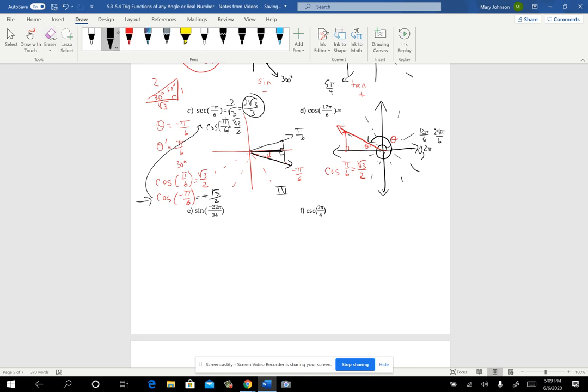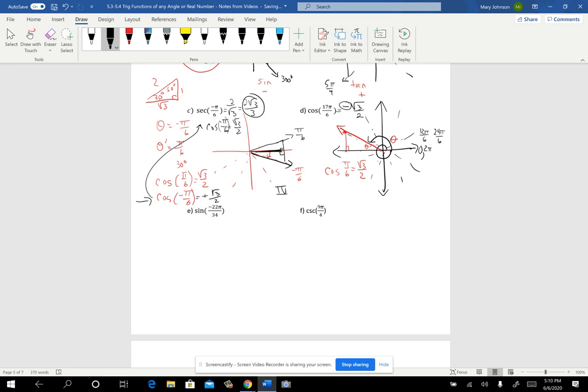So it should equal the cosine of the reference angle, which was square root of 3 over 2, but you have to think about whether you need to put a negative in front of it. And sure enough, if I'm in the second quadrant, I do need to put a negative there. Okay.